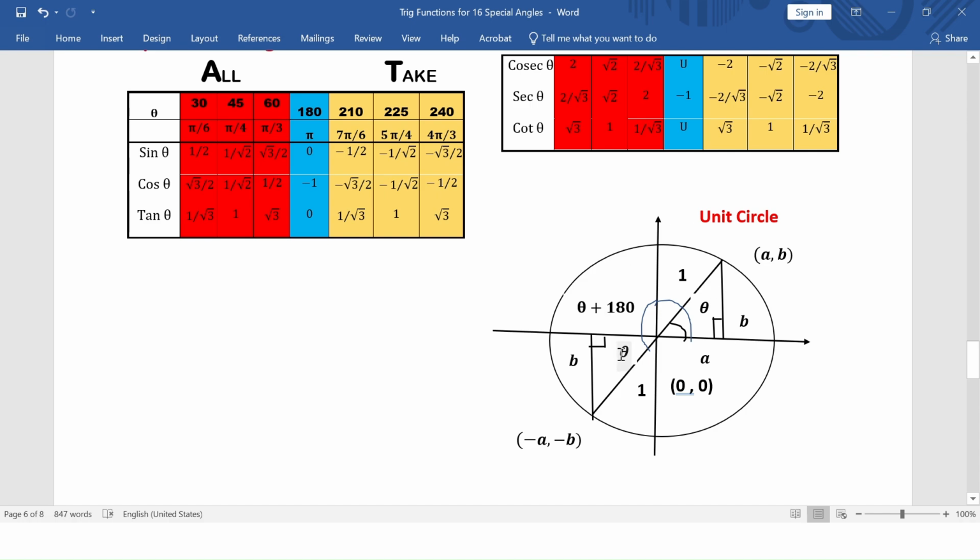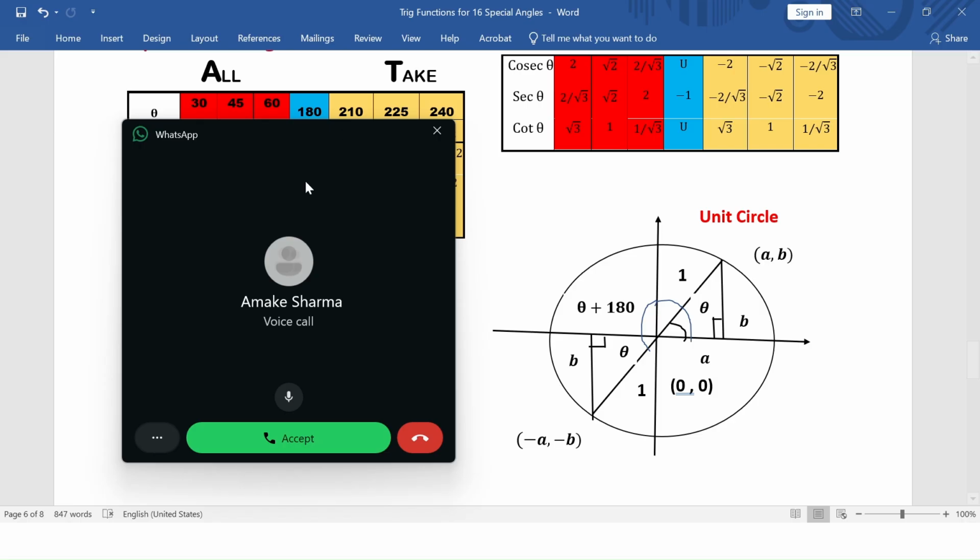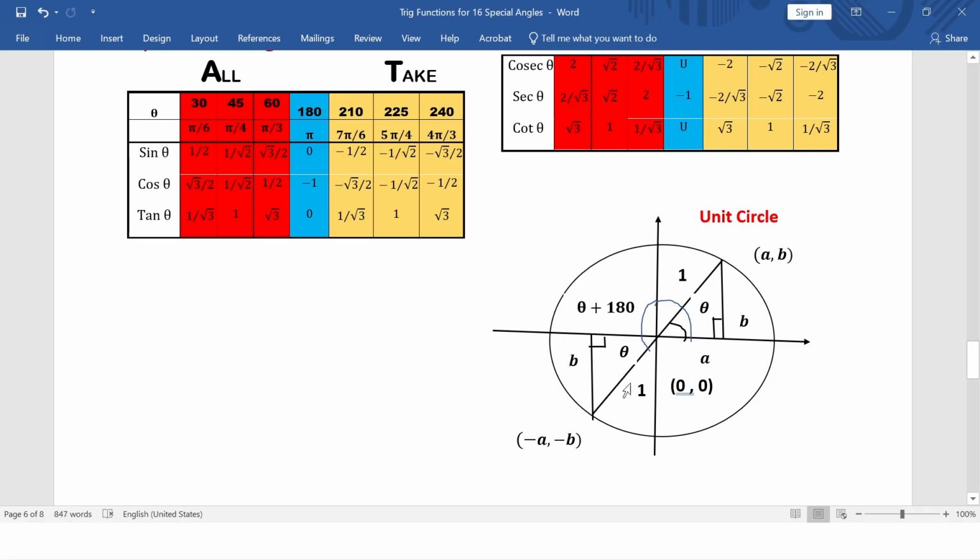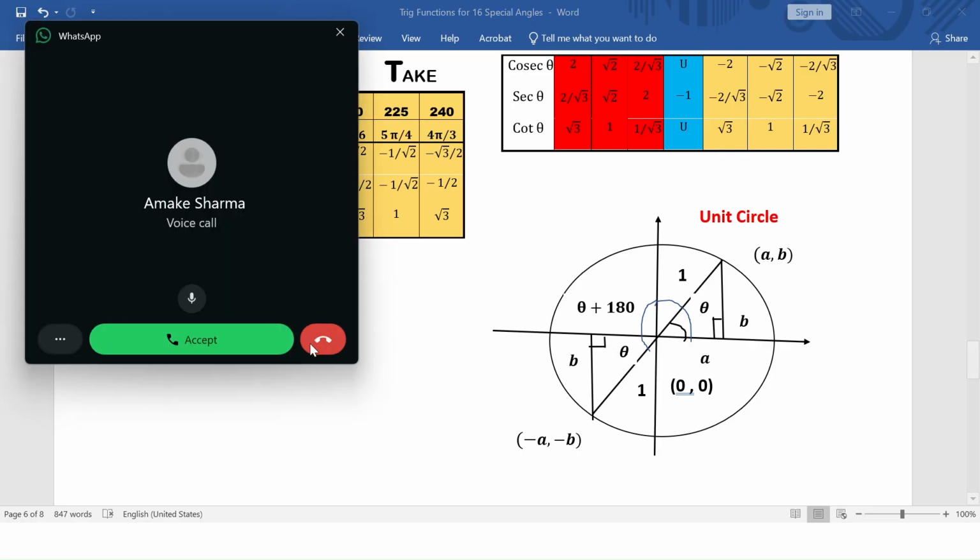Just add 180. If you have an angle in this quadrant, any angle, not only this angle, and you want to find its cosine, its tangent, or any of these six things, just subtract 180 to find its related angle there.